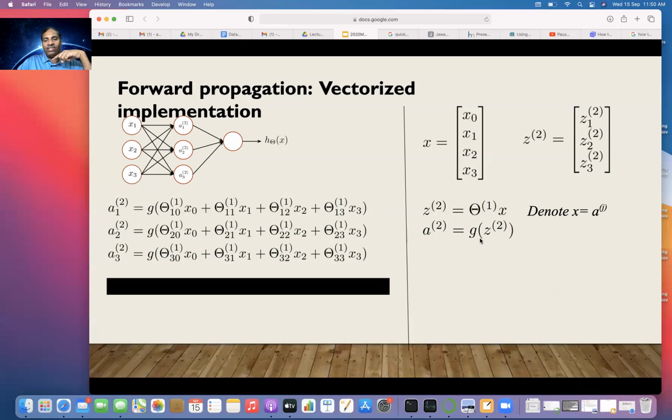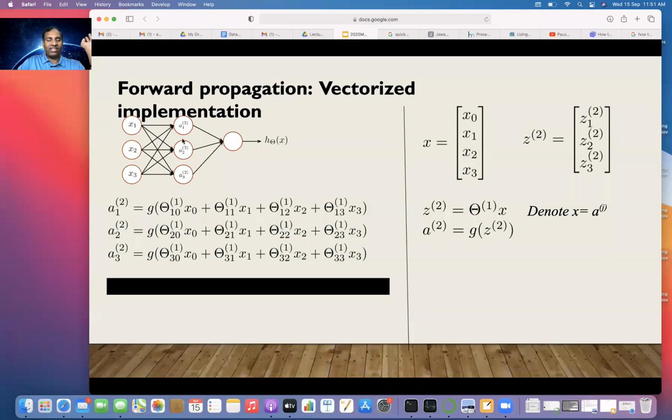Then if you apply this logistic G function, that will become your output for the second layer. That is not the final output of the entire network. Only the first layer's output to the second layer is A2. That A2 is G of Z2. First you compute theta 1 of x, then apply this G function, the sigmoid function, then you will get A2.